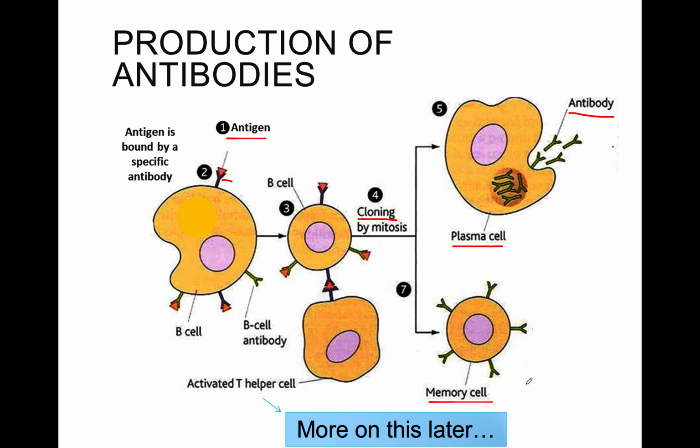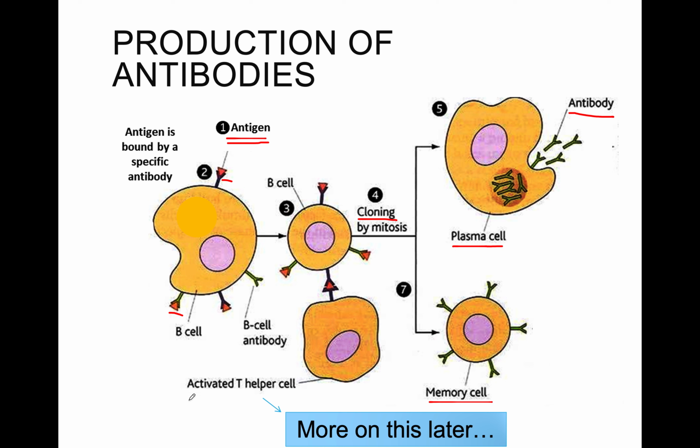And then the memory B cells, which hang around in the blood or in the lymph for years and decades afterwards, so that if this antigen comes back, it can be recognised more quickly to produce a secondary response.